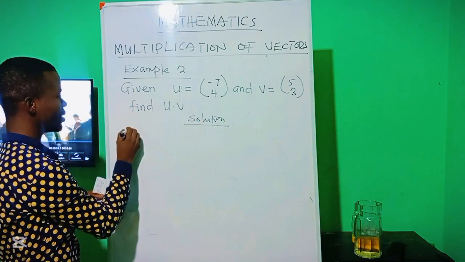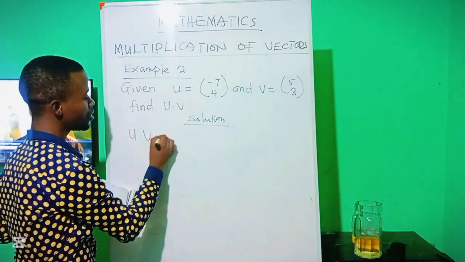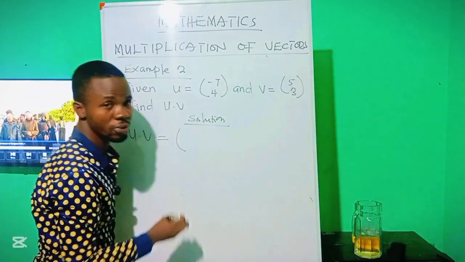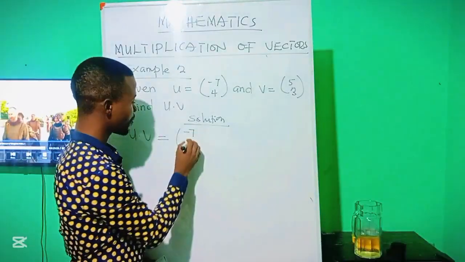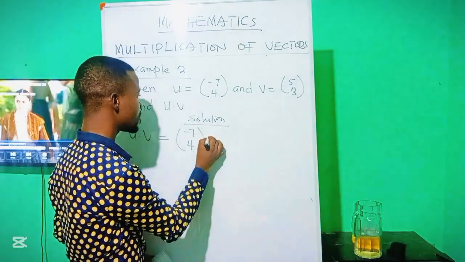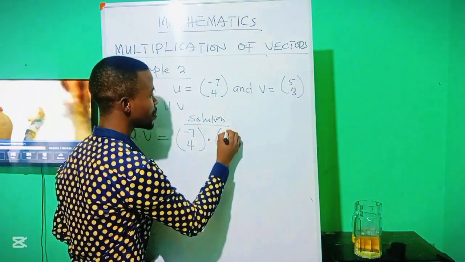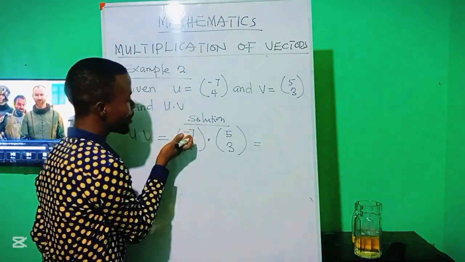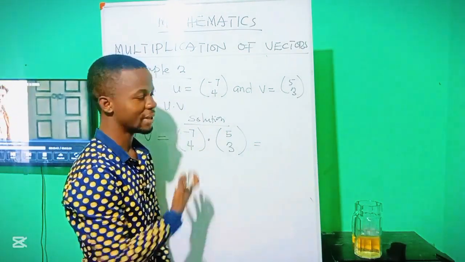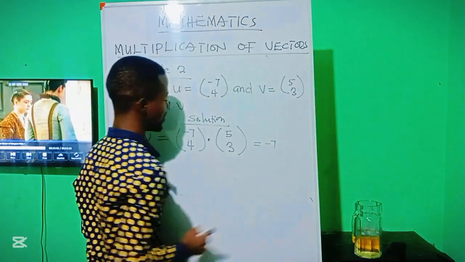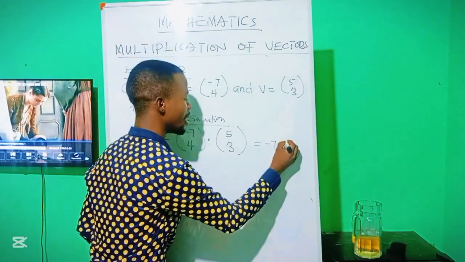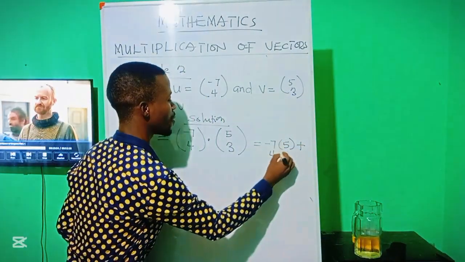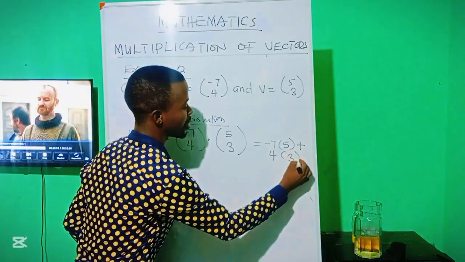We were asked to find u dot v, and u dot v is equal to u multiplying v. What's our u? Our u is (-7, 4) multiplying our v, which is (5, 3). So what do we do? We multiply the numbers at the top, the x components or the x coordinates. So you have -7 multiplied by 5. Then we add plus. Then you have 4, this 4 multiplying by this 3, like this.